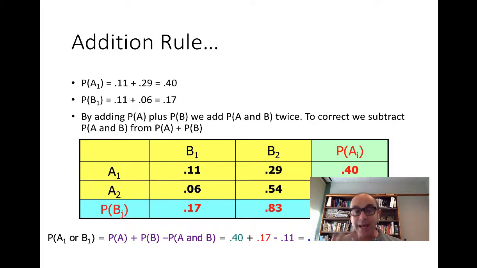So the idea here is that we have the probabilities of A1, A2, B1, and B2. In this case, A1 is 0.4.